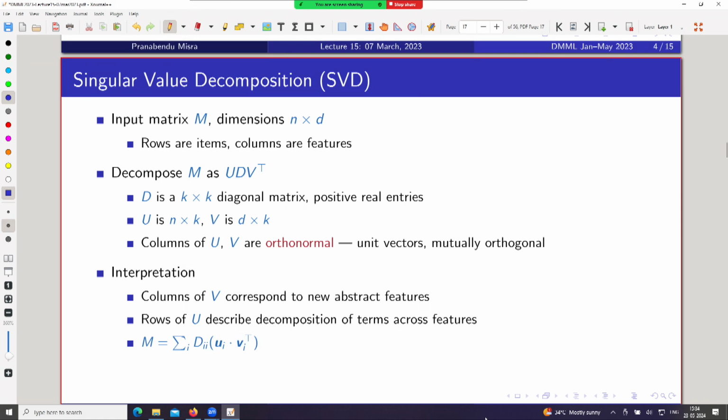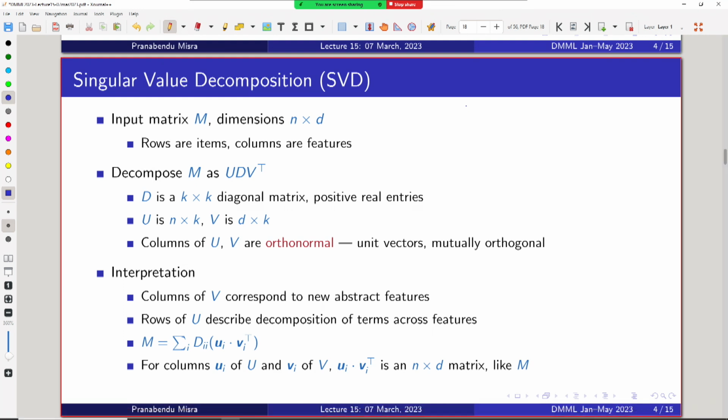The way it is commonly done is via this thing called singular value decomposition, right. So, the idea is that you have some matrix which is a rectangular matrix, right, and because we are in machine learning, we are going to interpret each row as some feature, right, and each column as some data item, right. So, that is our interpretation.